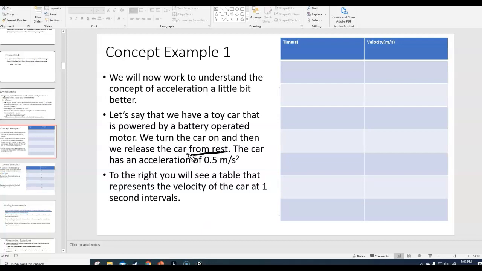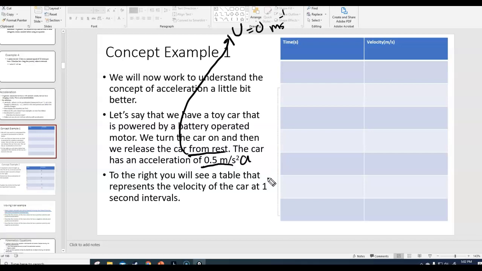By the way, that term "from rest" is a context clue that you will see all the time. If something is moving from rest, that means it starts off with a velocity of 0, so my initial velocity u would be 0 meters per second. It doesn't matter too much here, but watch out for that context clue in future problems. Let's say the car has an acceleration of 0.5 meters per second squared.